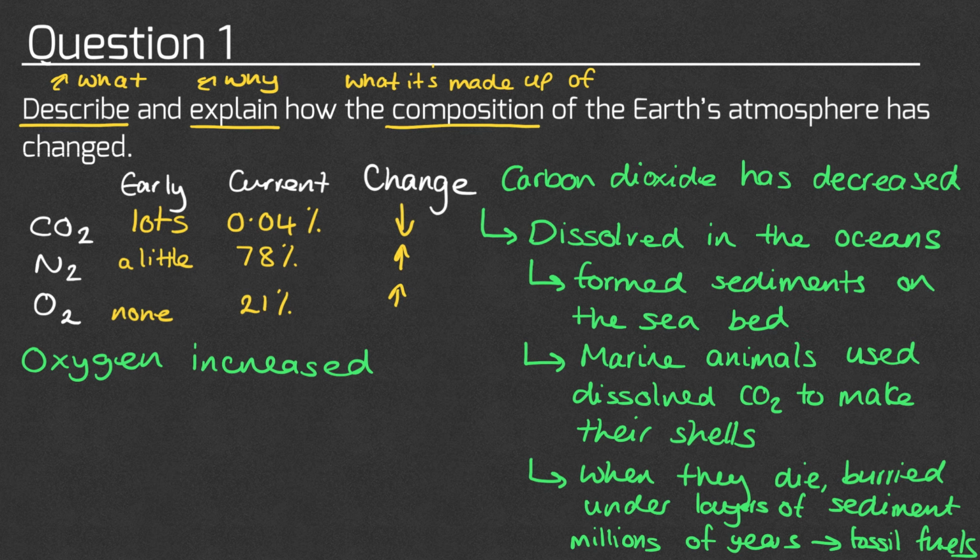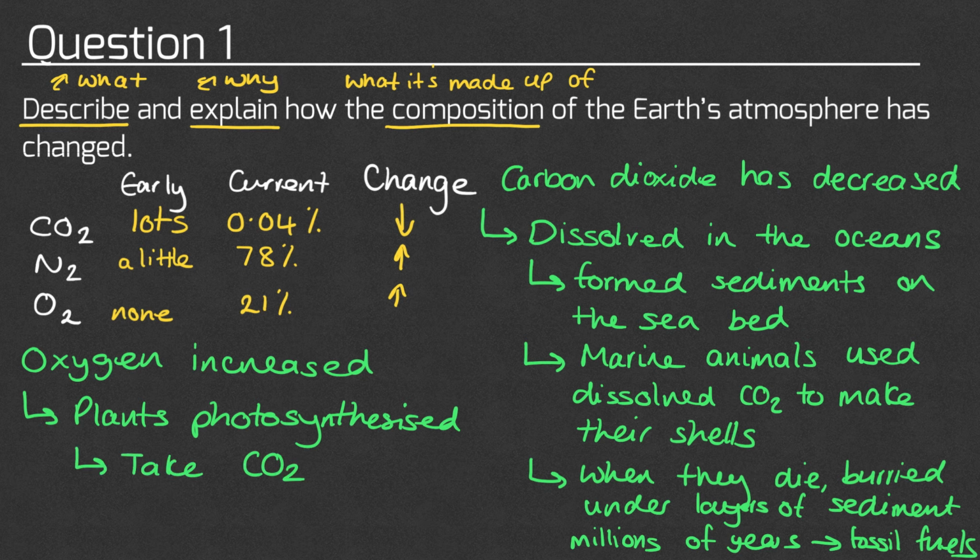The amount of oxygen has increased from the early atmosphere, and this is because plants started to photosynthesize. In this process, they take in carbon dioxide and release oxygen. This can also be a reason why carbon dioxide decreased, but since this is the only reason why oxygen increased, we talk about it all together under the oxygen increasing topic.